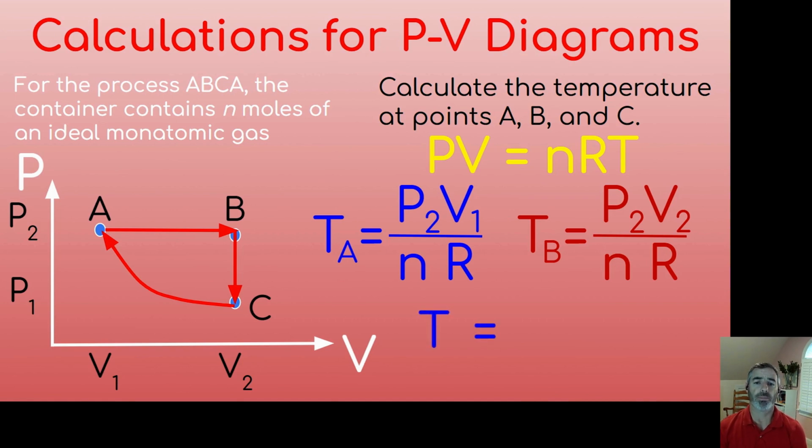So the temperature at position C, we don't have to calculate that because C to A is an isothermal process, which means the temperature doesn't change. So the temperature at position C is going to equal the temperature at position A. We don't have to calculate anything other than the temperature at positions A and B because C has the same temperature as position A.